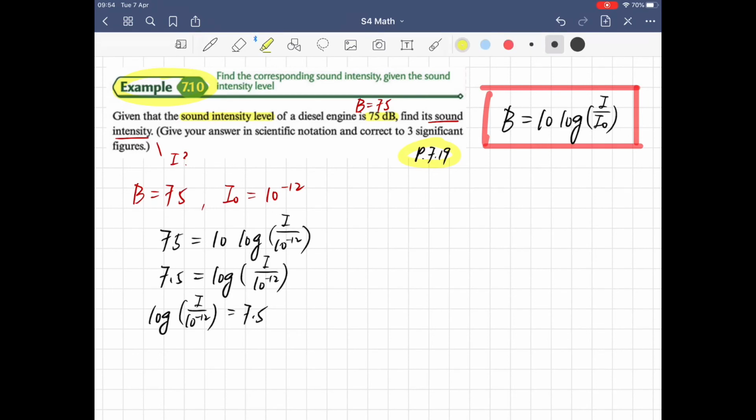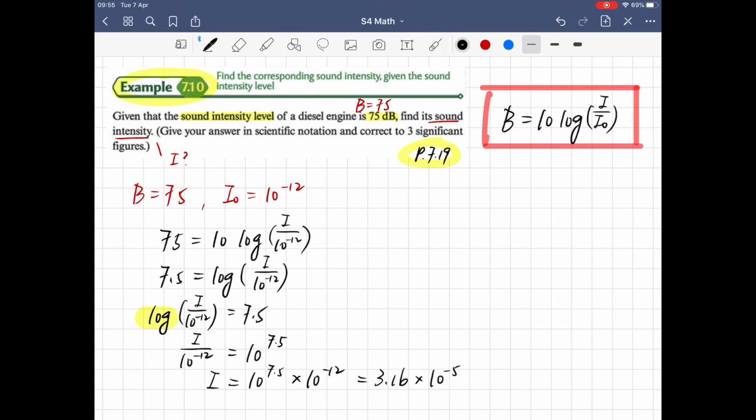Okay, and again, as you can see, there is a log, and we are going to convert it. Then we have to, using the techniques of the base 10, to the power 7.5. And finally, I is equal to 10 to the power 7.5 times 10 to the power negative 12. And the answer is 3.16 times 10 to the power negative 5. And don't forget the units.